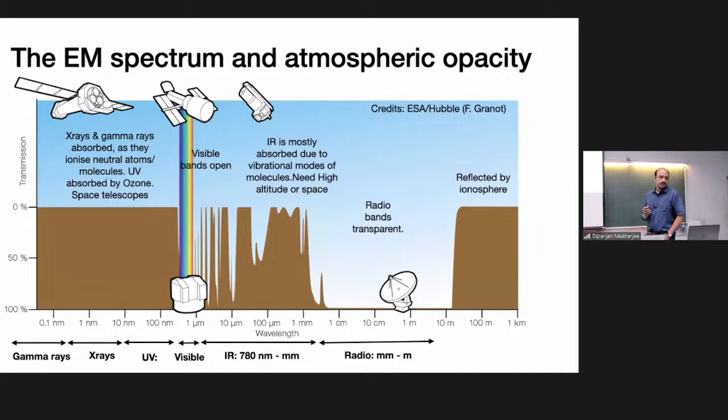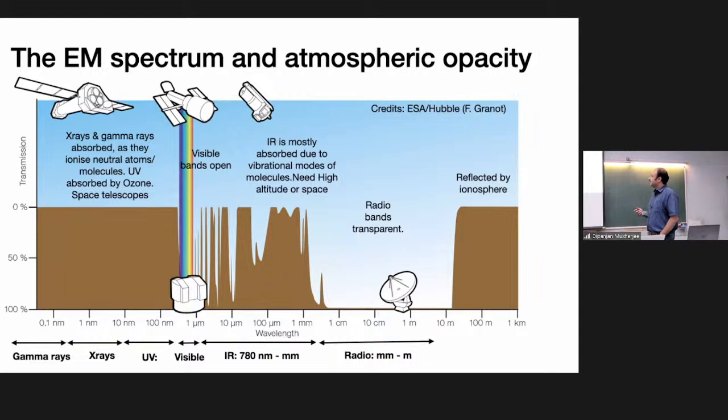These we can observe from ground-based telescopes. Lots of ground-based telescopes. So these are called optical wavelengths and optical telescopes. Beyond the optical telescope, you can see there are a lot of spikes. So there are certain frequencies where it is transparent, certain frequencies where it suddenly shoots up. So these are the infrared rays.